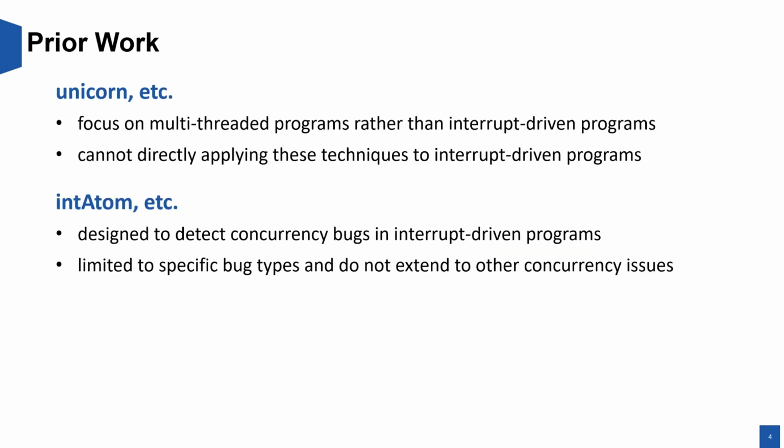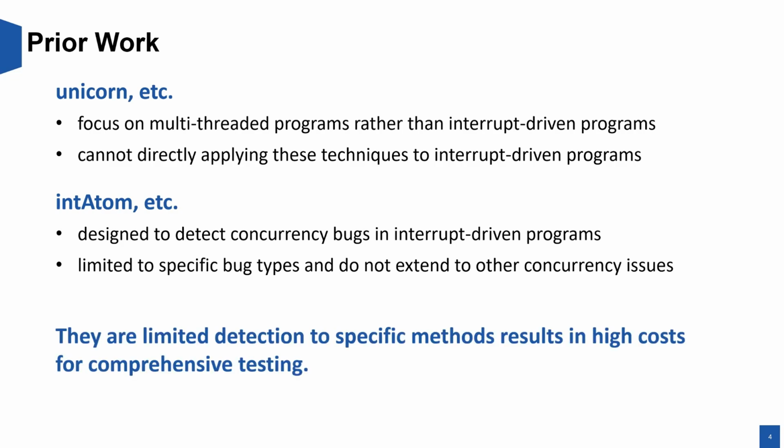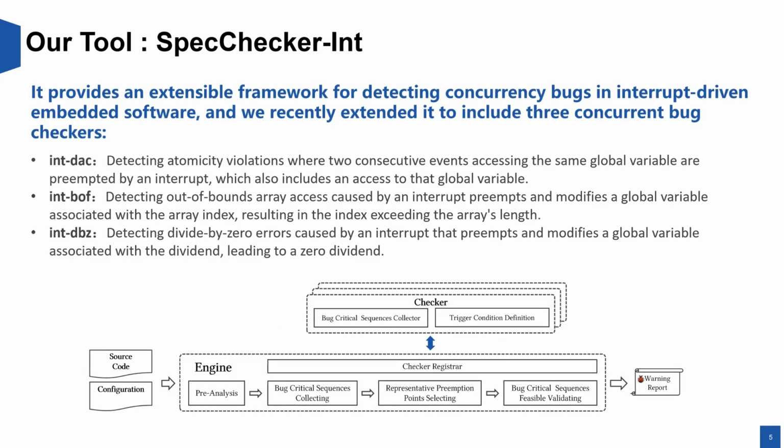There are some tools related to concurrency bug detection. However, their detection is limited to specific methods, which results in high costs for comprehensive testing. We propose SpecChecker-Int to provide an extensible framework for detecting concurrency bugs in interrupt-driven embedded software. We recently expanded it to include 3 concurrent bug checkers, IntAC, IntBuf, and IntBZ.